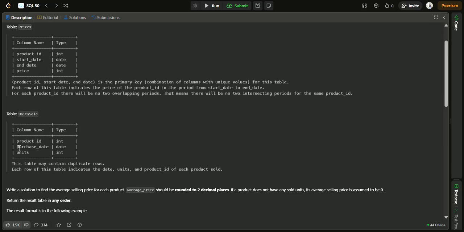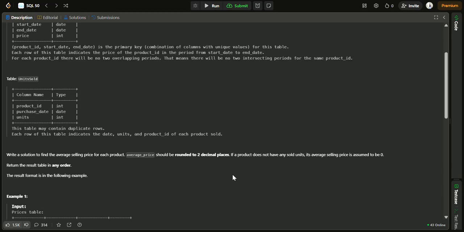Next, we have units sold where we have product ID, purchase date, and units. This table may contain duplicate rows. Each row of this table indicates the date, units, and product ID of each product sold.